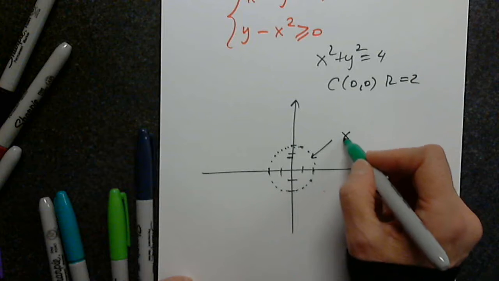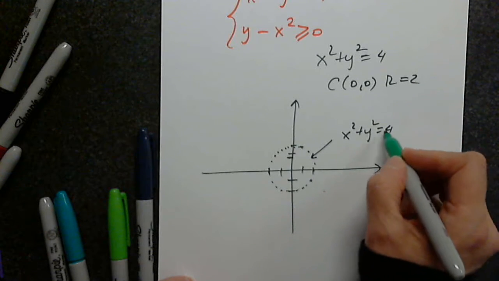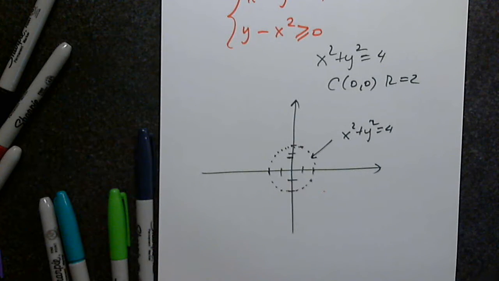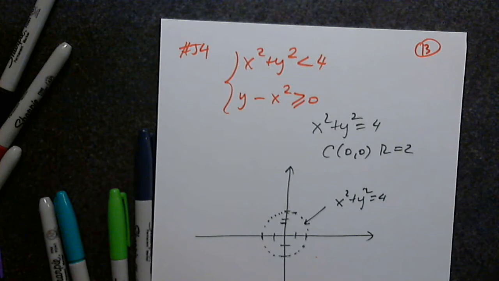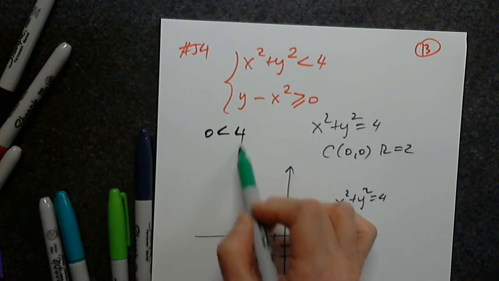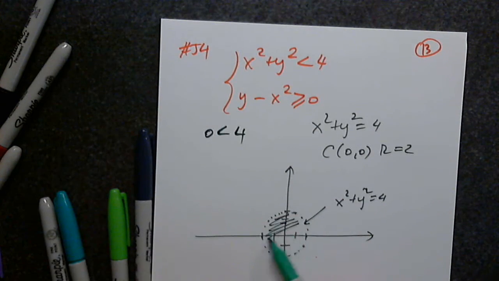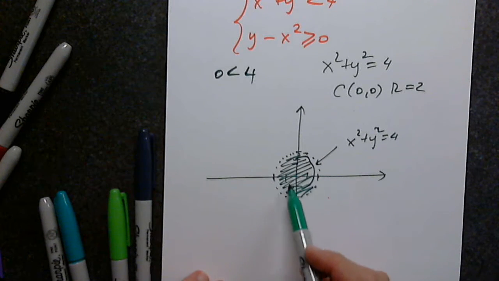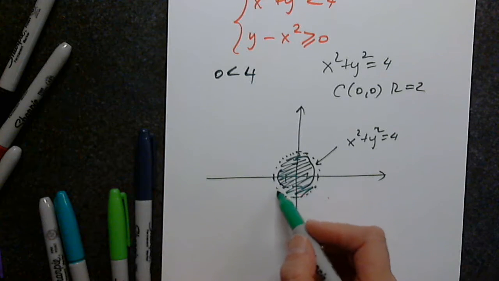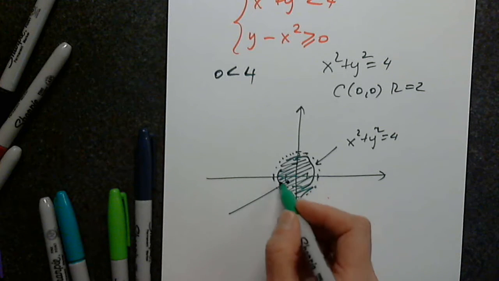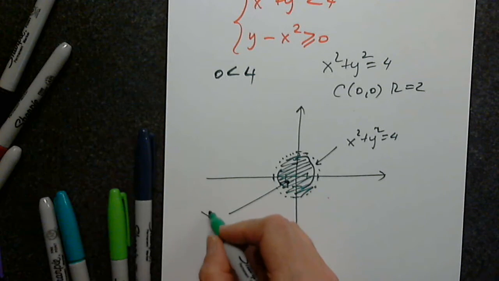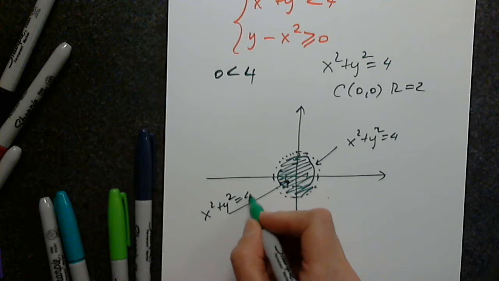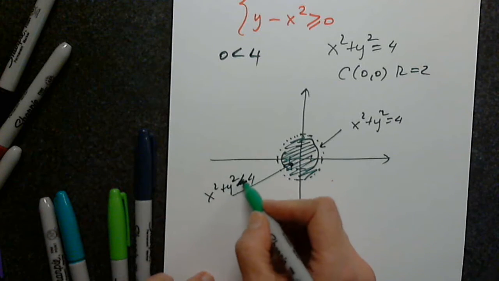Still, this is x squared plus y squared equals 4. We plug in 0, 0, we get 0 less than 4. It's true, so this will be the inside. Everything, not the points on the line, on the curve. But all this inside is indeed x squared plus y squared less than 4.